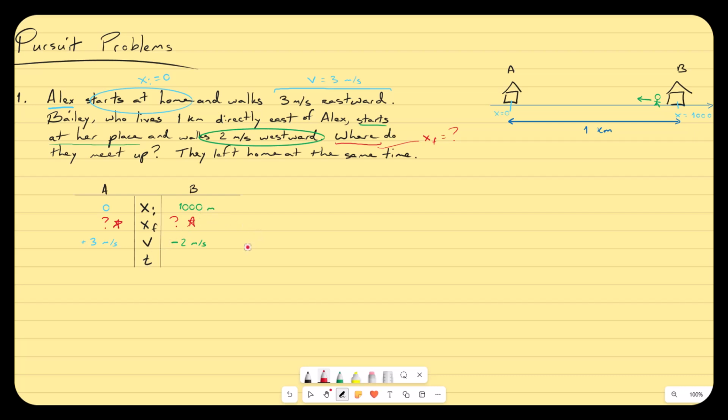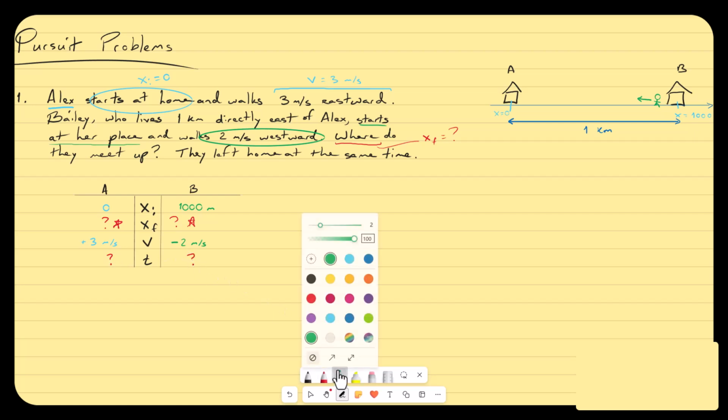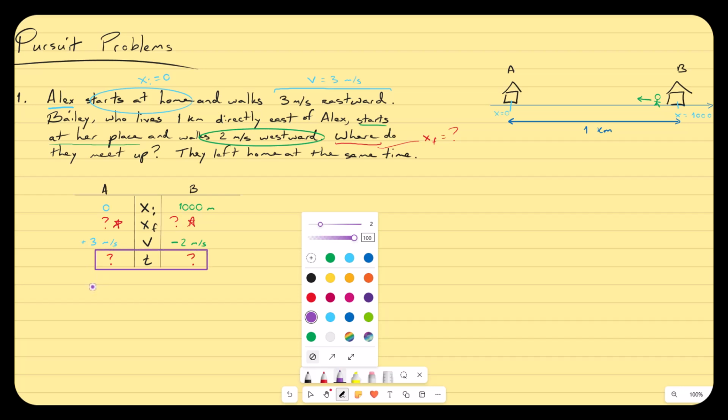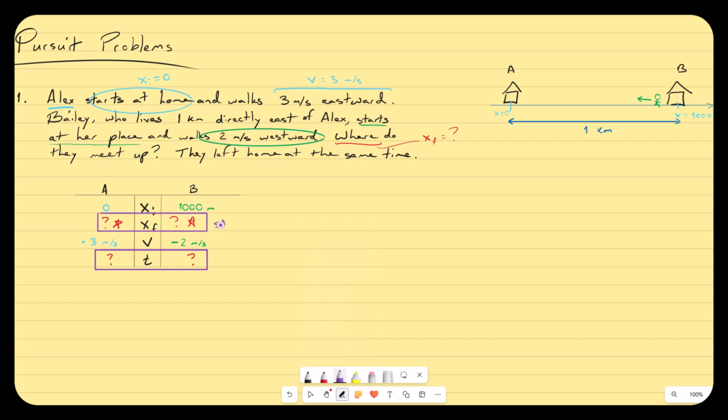But if they meet up, they are going to be in the same place at the same time. We don't know the time either. If they meet up, they'll be at the same place at the same time. So we can say these two are going to be the same as each other, these two are going to be the same as each other. And now I can get started.